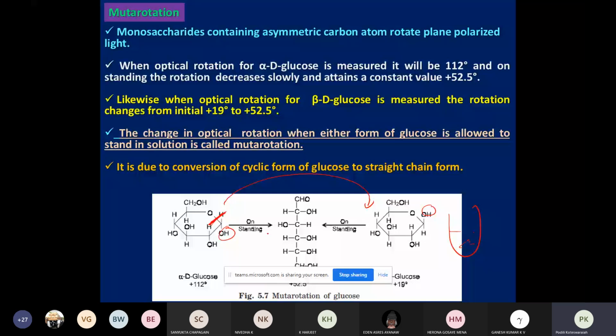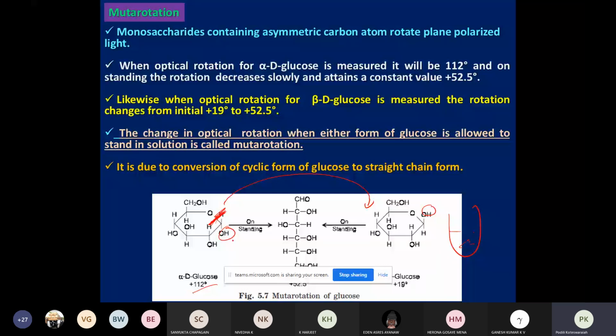When one anomer is converted to another anomer, the optical rotation also changes, because freshly prepared alpha D-glucose has plus 112 degrees, whereas beta D-glucose has only plus 19 degrees. So in aqueous solution, one anomer is converted into another through the open chain form, and during this the ring has to open and close in a different orientation, such that the H and OH on the anomeric carbon go in different ways. In alpha D-glucose it is down, whereas in beta D-glucose it is up.